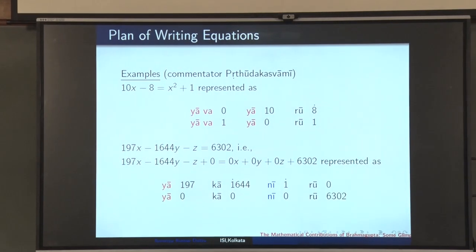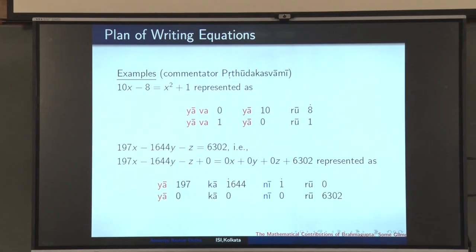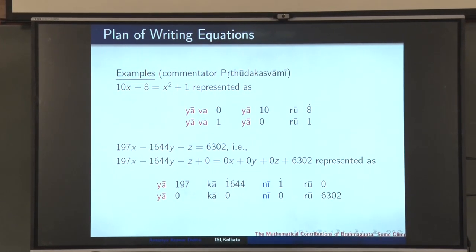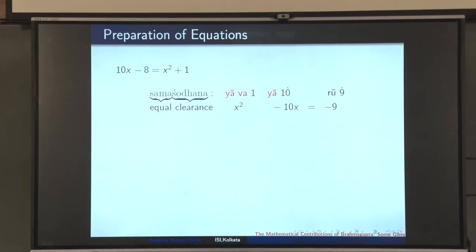So, 197x minus 1644y minus z equal to 6302, how will you represent it? The left hand side: ya is 197, ka, kalaka, that is 1644 with a dot, ni for z, that is 1 with a dot, there is no rupa on the left hand side. And on the right hand side the ya, ka, ni, all the coefficients are 0 and rupa is 6302. So, this is how equations were represented.